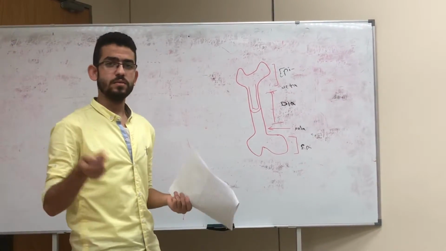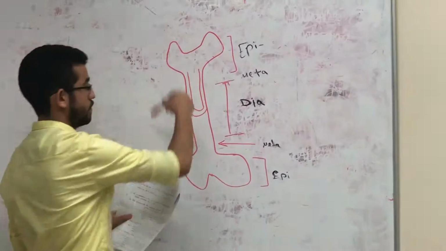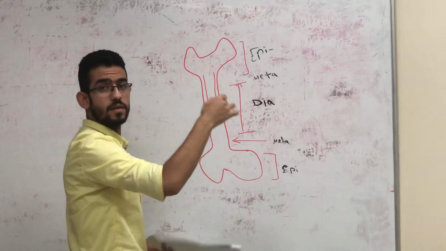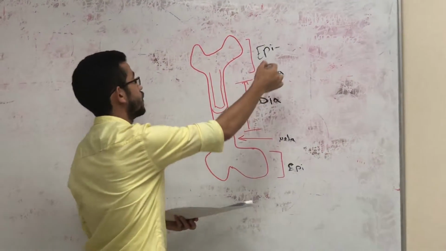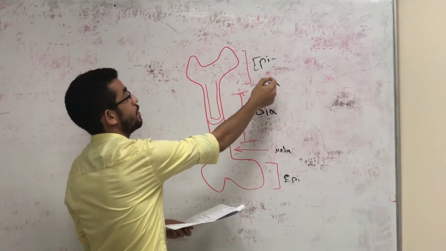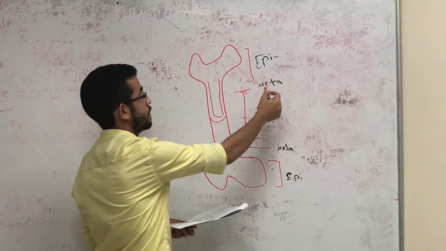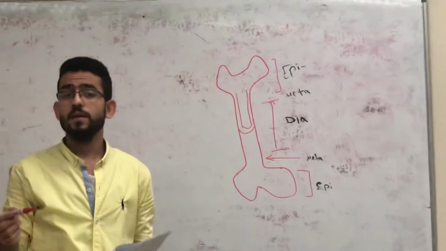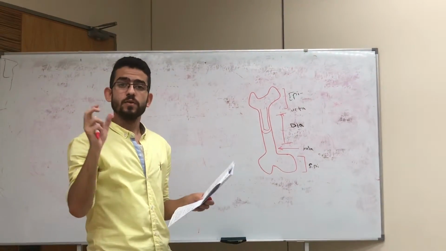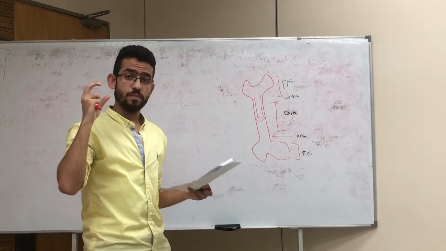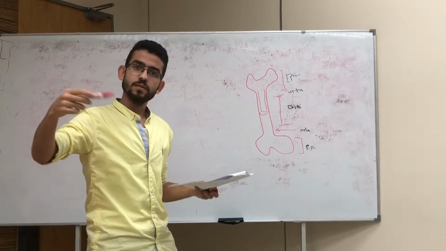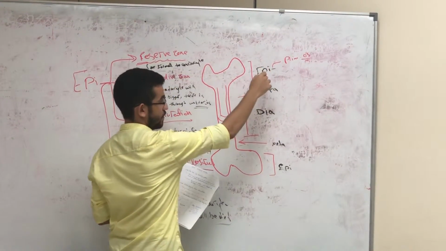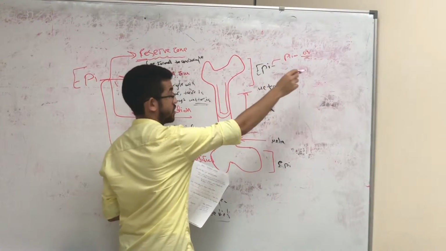So before I start, this is a long bone. Let's say it's the femur. There are three parts in every long bone. This one is called the epiphysis, this one is called the metaphysis, and this one is called the diaphysis. The epiphysis is responsible for long bone growth, which forms the chondrocytes. Our epiphysis is the primary ossification center.